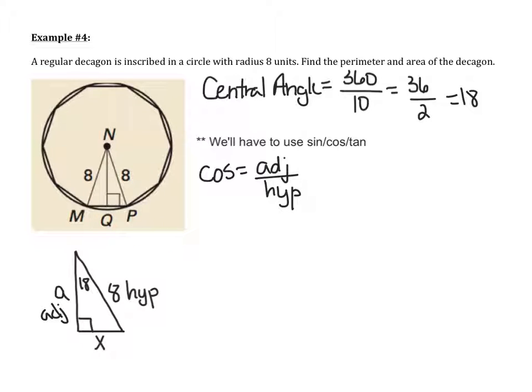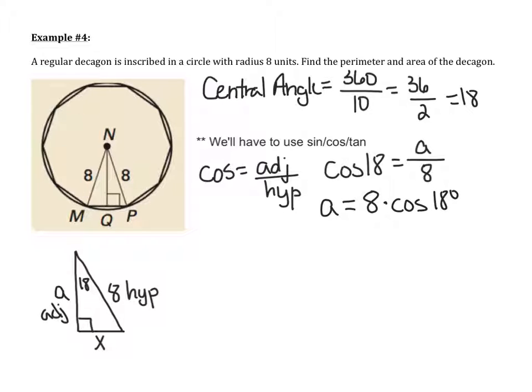So let's set up our equation. It would be the cosine of 18 degrees is equal to A, the apothem that we don't have, the adjacent side, over the hypotenuse, which is 8. Since our variable is on top, all we're going to do is a one-step problem, multiply by 8. So the apothem would be 8 times the cosine of 18 degrees. Let's get a decimal approximation. So typing that into the calculator, we get the apothem is about 7.6 units.